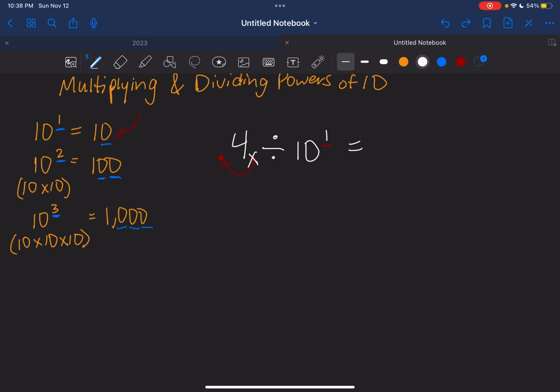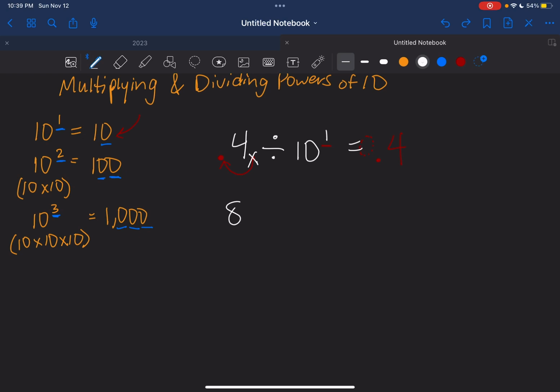And so now I can show that my answer is 4/10, or 0.4, because we know there could be like an imaginary 0 right there. But 4/10 is going to be the answer. I'm going to show another example.